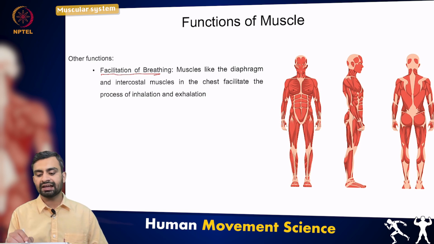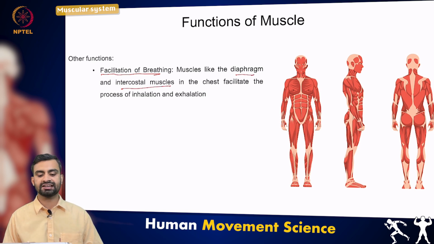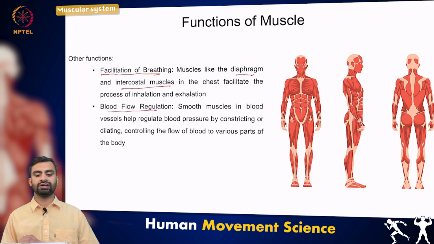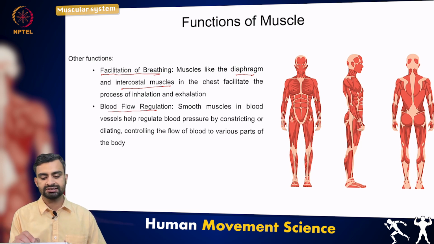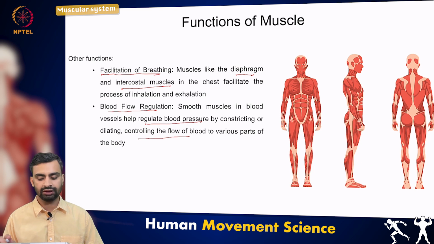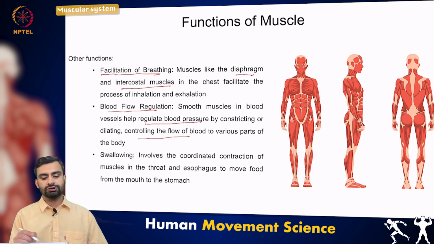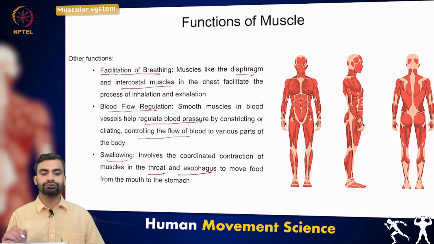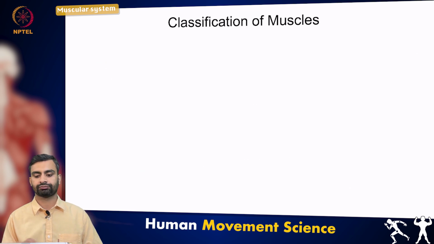Muscles like the diaphragm and intercostal muscles in the chest facilitate the process of inhalation and exhalation. They also regulate the blood flow in the body. Smooth muscles found in blood vessels help regulate the blood pressure by constricting or dilating the blood vessels, which in turn controls the flow of blood to various parts of the body. Muscles also help in swallowing. For example, the muscles in your throat and esophagus move food from the mouth to the stomach.